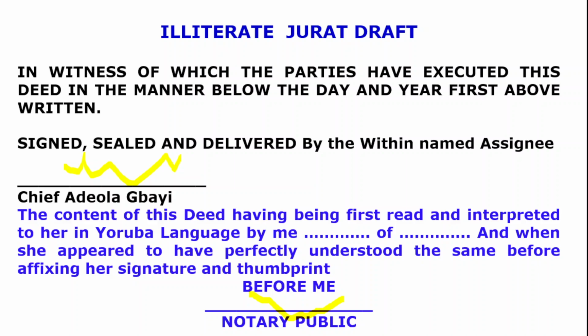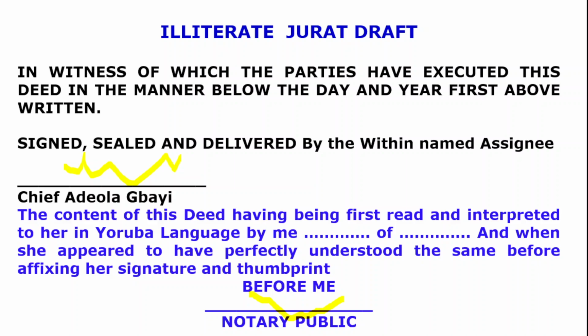So the content of this deed having been first read and interpreted to her, depending on the gender, in Yoruba language. What if the scenario told you he can only understand Igbo language? It will be in Igbo language. By me, you state the name. That means this notary public will state his name. And what is his address? It will state his address.